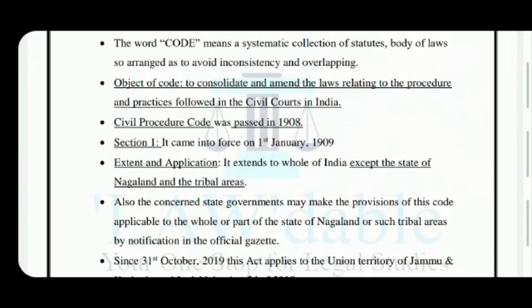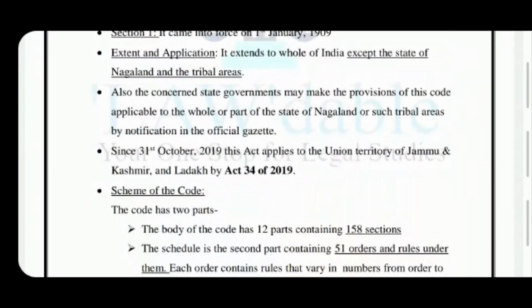Now, I would like to bring to your notice one most important thing, that since 31st October 2019, this act applies to the Union Territory of Jammu and Kashmir and Ladakh by Act 34 of 2019. So, it is very clear that prior to 31st October 2019, the Civil Procedure Code did not apply to the state of Jammu and Kashmir, which has now been made the Union Territory of Jammu and Kashmir in one part, and the other part is the Union Territory of Ladakh, by Act 34 of 2019.